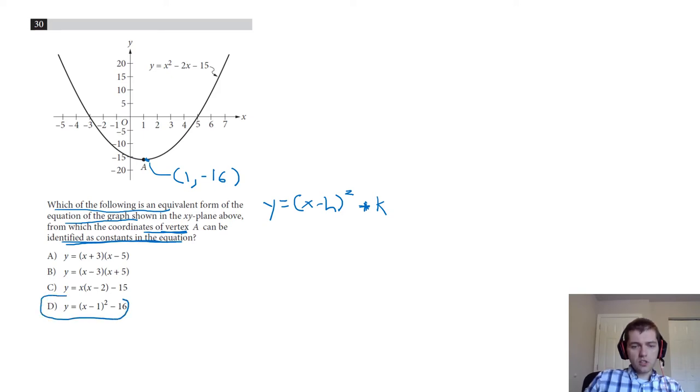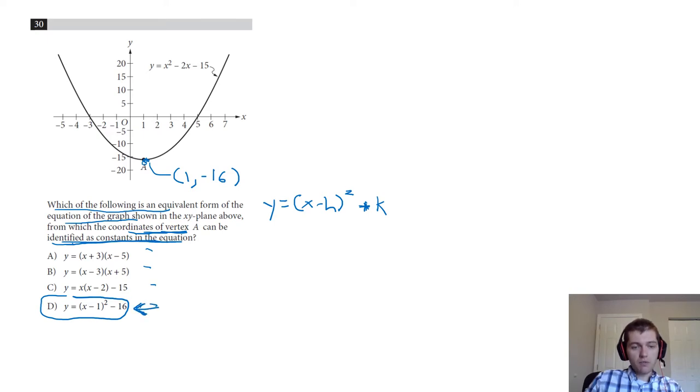There's also the chance you could say, well, I don't remember the vertex form of a parabola. I blanked on that during the test. You can also go through and start eliminating things. Because they say the coordinates of vertex A can be identified, your first step would be, okay, what is that vertex? I need a 1 and I need a negative 16. Which one of these solutions has a 1 and a 16 in it? And then from that, you can conclude D.